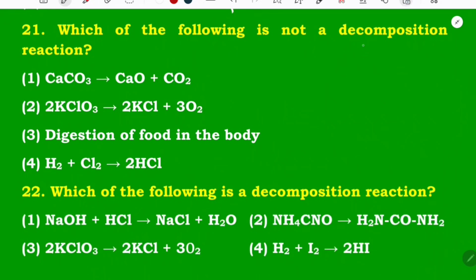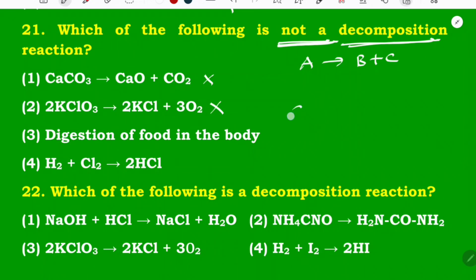Which of the following is not a decomposition? Not a decomposition, so read the question carefully. Decomposition means A gives rise to B plus C. Keep in mind, one reactant is splitting into two or more products. The first case you can see here, one reactant is converted to two products. So this is wrong. Second, KClO3, one is converted to two. Here the second is digestion of food in the body.